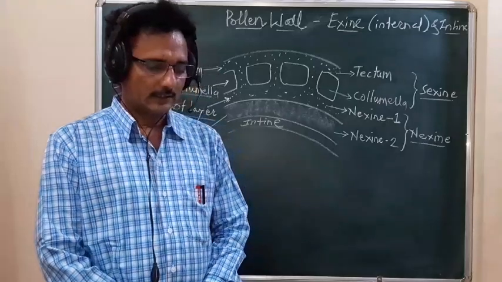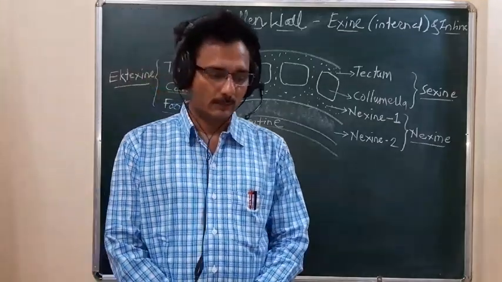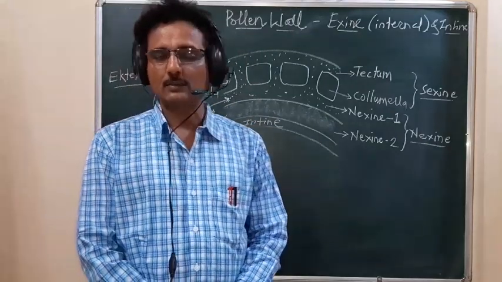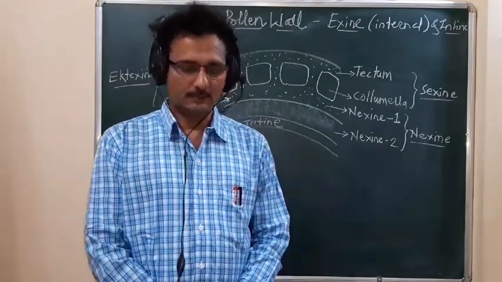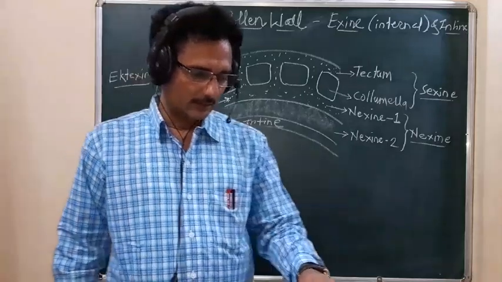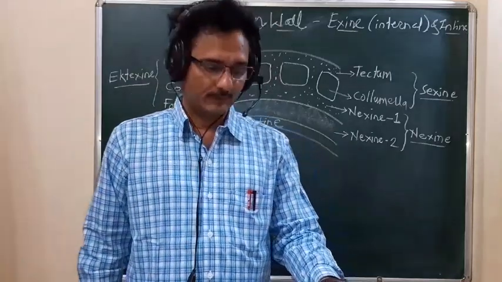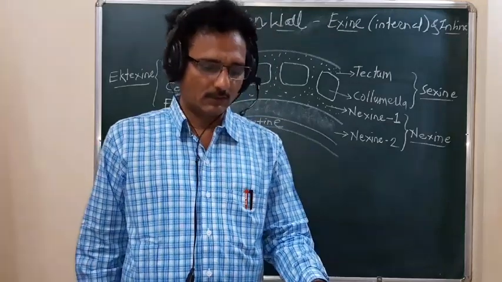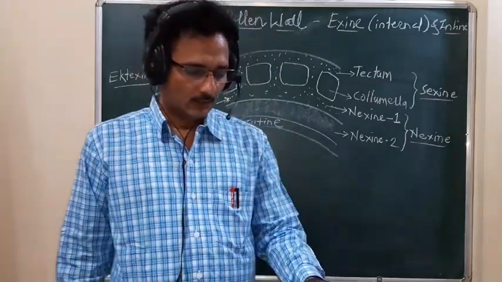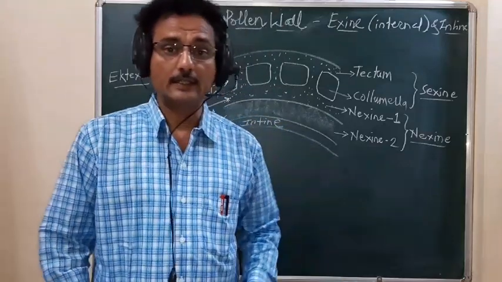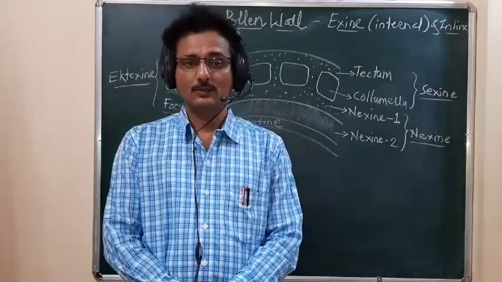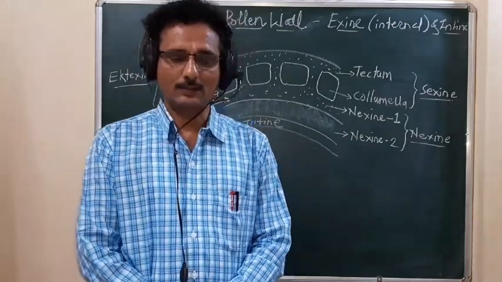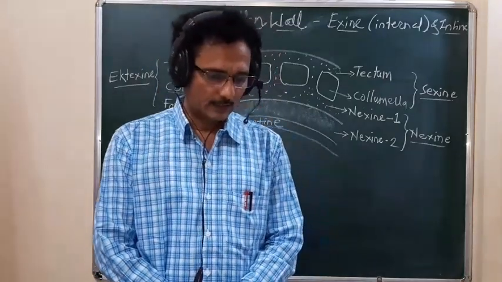Then the next question, number 52, students. The two anther lobes are connected with each other by what? This is a very simple question. The options are first tapetum, second endothecium, third connective, and fourth middle layer. So who connects the two anther lobes? The connective tissue. They connect the two anther lobes.